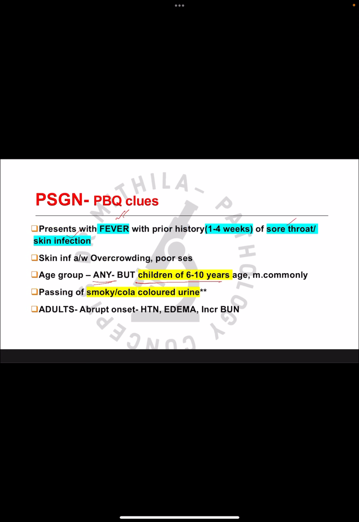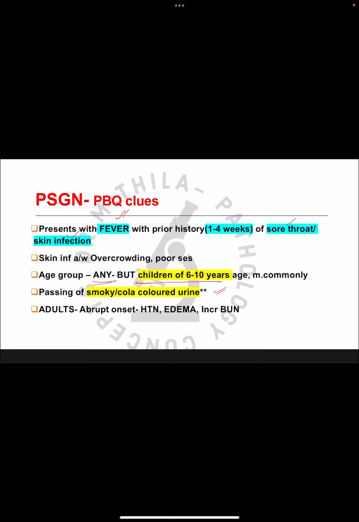So there is skin infection. There can be skin infection, especially if the patient resides in an overcrowded area and in a poor socioeconomic status. So there is passage of smoky or cola colored urine. This is because of the hematuria. So when RBCs are coming in urine, the urine color becomes smoky or cola colored. So these are the clues that you will get in a problem-based question on post-streptococcal glomerulonephritis.